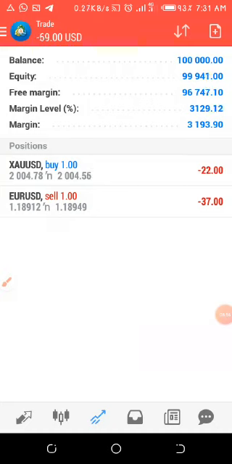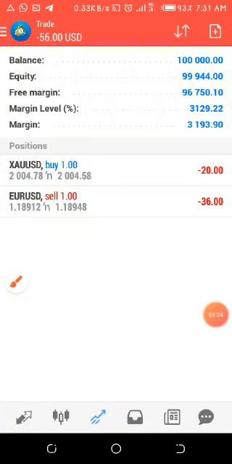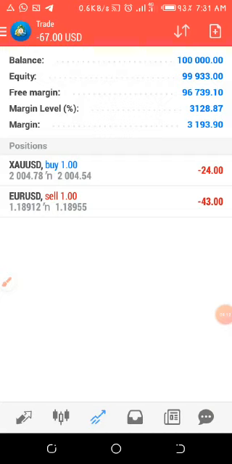You're trading. Once you're making losses, it's always good you have enough balance. Here, this is my balance. It's a demo account, so you know, $100,000. So no matter the losses you make, it will not cover your balance. So it's always good to have enough.